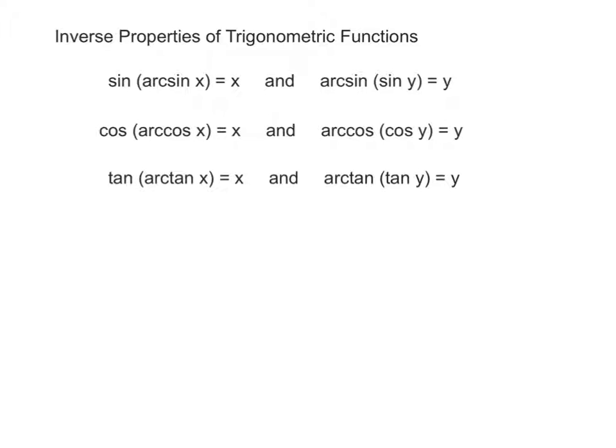Lastly, we have the inverse properties of trigonometric functions. And these are shown on the screen right now, in that the sine of the arc sine of x is simply equal to x, same for cosine, same for tangent. Or similarly, arc sine of the sine of y is equal to y. So if you run into these, these are the properties that you can make the appropriate changes for.